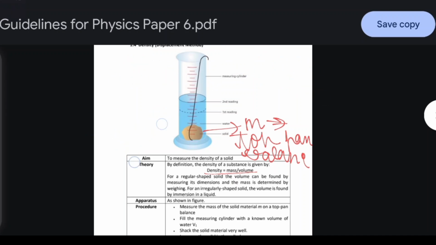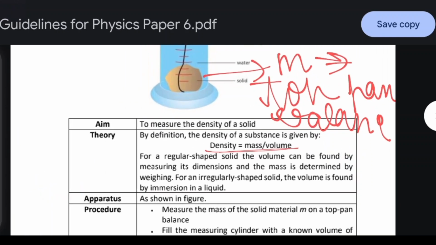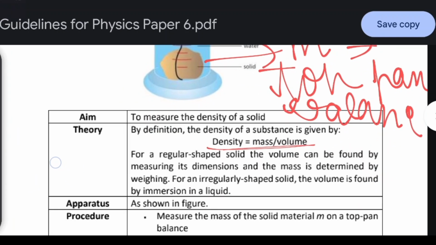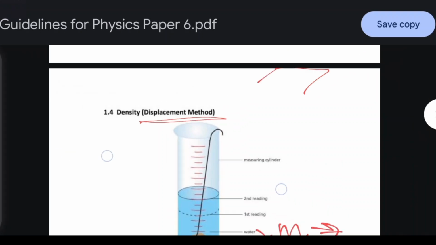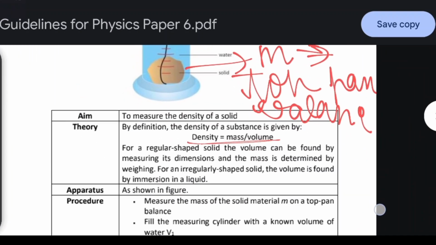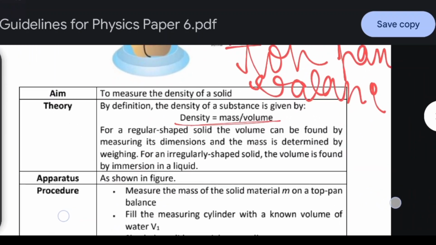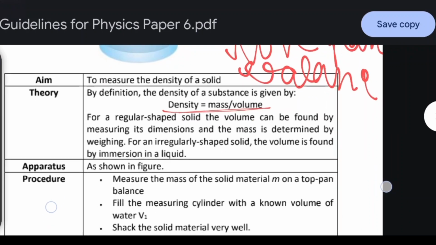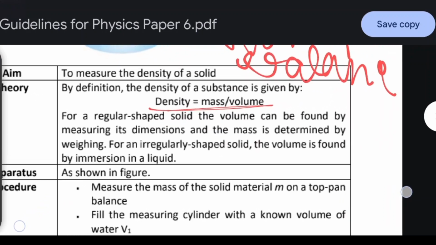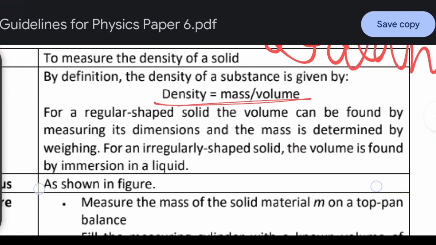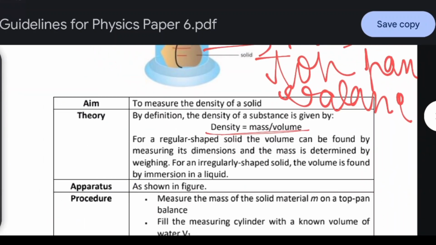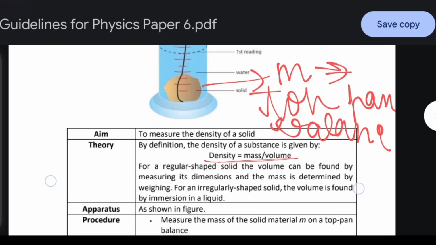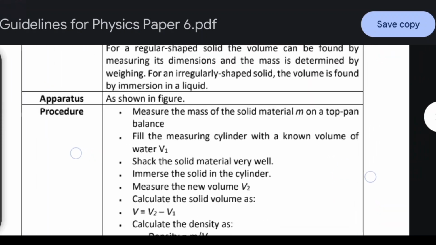But for sand, how are you going to do this? That's what we are going to see over here. We are going to use something called the displacement method. For a regular shaped solid, the volume can be defined by measuring its dimensions, as we discussed, and mass is determined by weighing on a top pan balance. For an irregular solid shape, the volume is found by immersion in a liquid. Let's just go with the method.